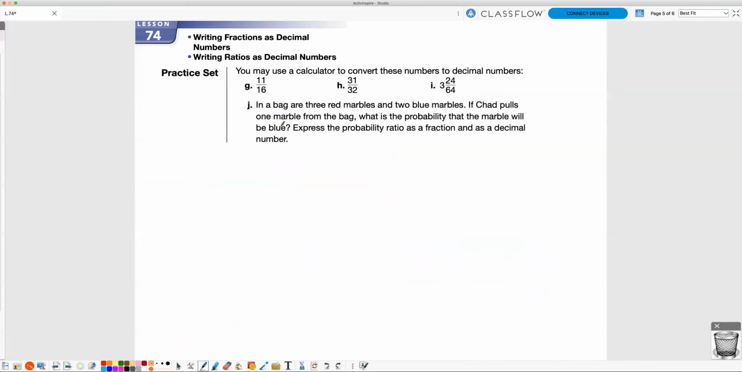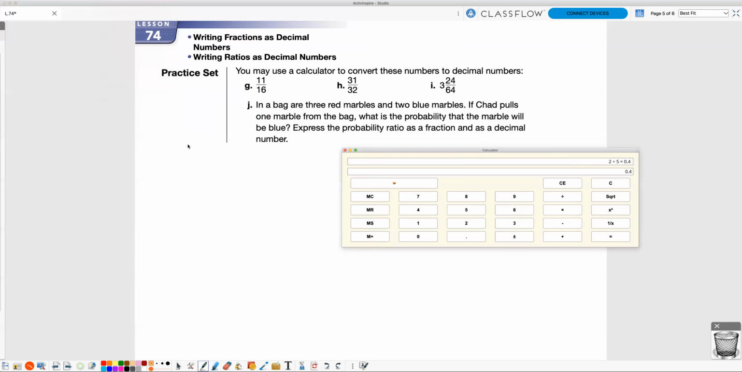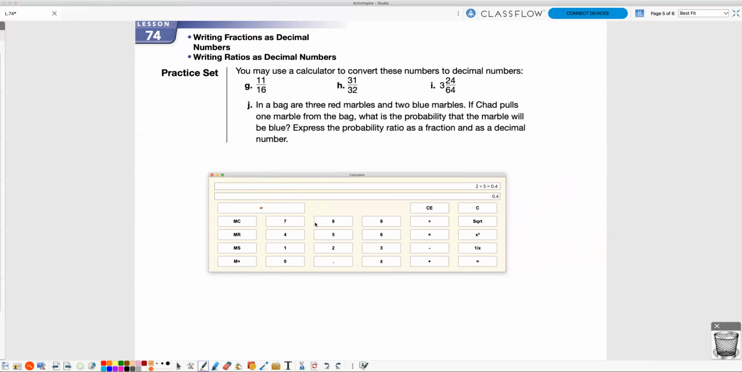Letter G, you may use a calculator to convert these numbers to decimal numbers. So this one is nary a challenge. So if you use a calculator, that is fine on G, H, and I. So 11 divided by 16. So I'm going to do that.